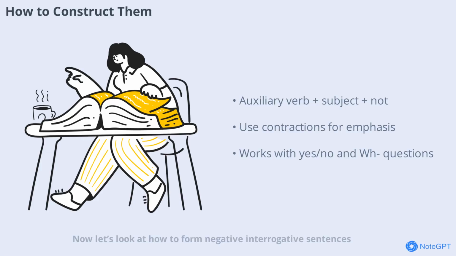Now let's look at how to form negative interrogative sentences. For yes-no questions, you typically start with an auxiliary verb followed by the subject and then not. For example, do you have a dirham becomes don't you have a dirham if you use a contraction. Not joins the auxiliary verb before the subject. This structure often implies that the speaker expects a yes answer.